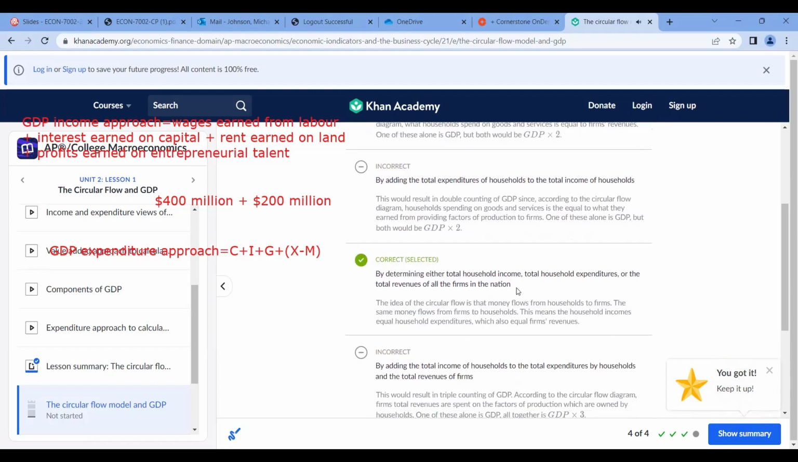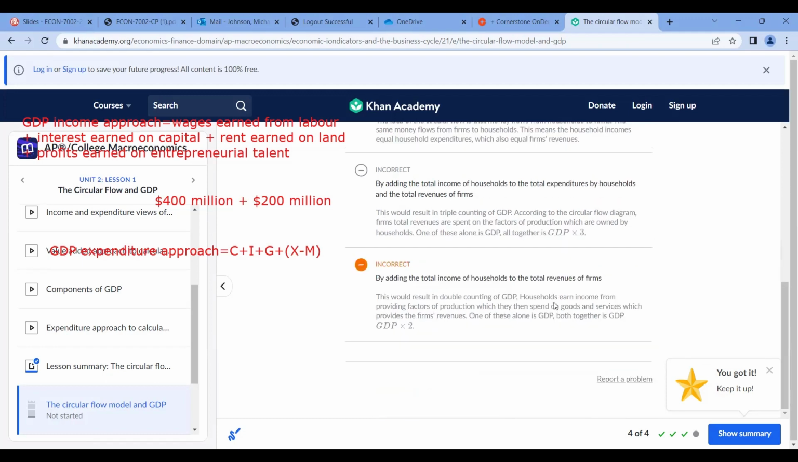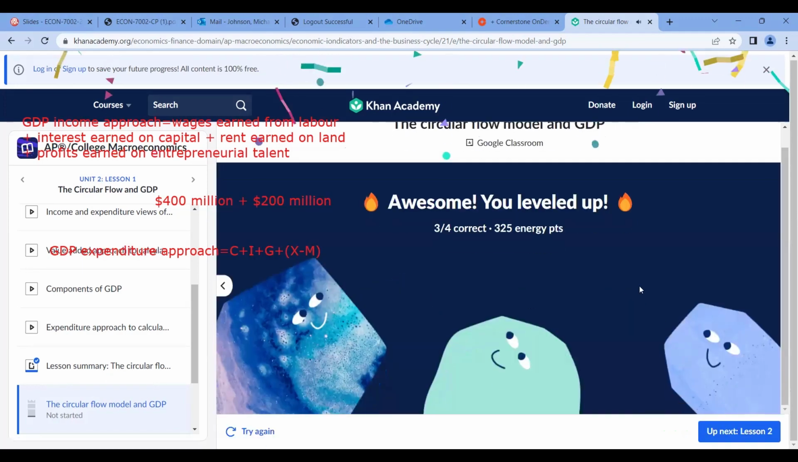Yes, because all of these would equal each other in the circular flow, because somebody has to be a buyer and somebody has to be a seller. In each transaction, there has to be a buyer and seller, and both of the amounts that they receive or send have to equal. So you just have to calculate either, let's say, the total household expenditures, total household income, or total revenues, because all three will equal each other. So great job, everyone, on that.